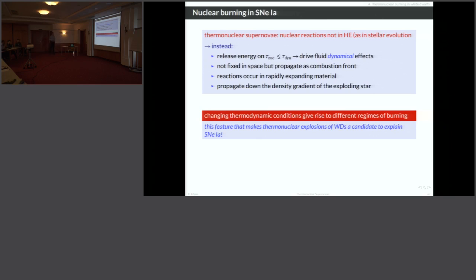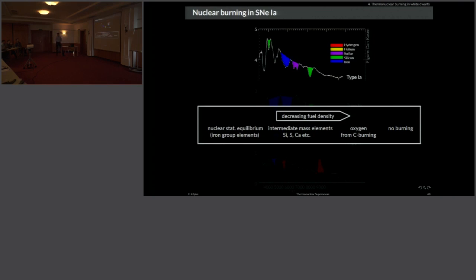Now that means that we have changing thermodynamic conditions and that these give rise to different nuclear burning regimes. And this is actually the feature that makes thermonuclear explosions of white dwarfs a candidate to explain type Ia supernovae. So that's exactly this feature, why we think, or one of the reasons why we think we can explain type Ia supernovae with thermonuclear explosions of white dwarfs. The reason is that from the spectra of type Ia supernovae, we can deduce the composition of the material that's produced by the explosion, and we see intermediate mass elements such as silicon here in green and sulfur here in purple, and iron group elements that are shown here in blue.